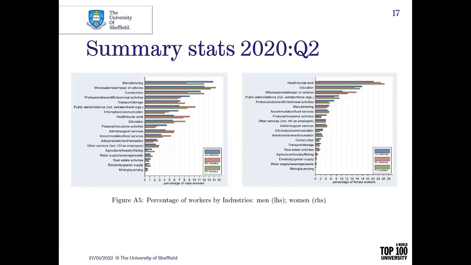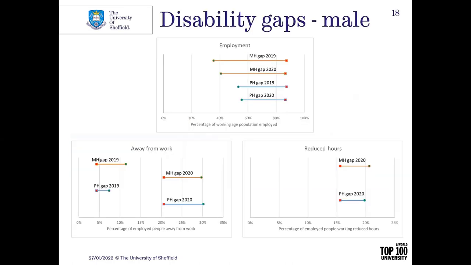These kind of jobs, which people couldn't do at home, which resulted in people being put on furlough, disabled people were already more concentrated in these jobs, and so they were going to be more vulnerable to lockdown. And we can also then have a look at the particular gaps between disabled and non-disabled people. In the top graph here, we see the gap in employment. While that is particularly big for those who are mental health disabled, there's not really any change between 2019 and 2020. Where we do see the change is in away from work, where the gap actually increases both for mental health and for physical health. And we also see a gap of about 5 percentage points in the number of employed people who are working reduced hours. This is in quarter two of 2020.